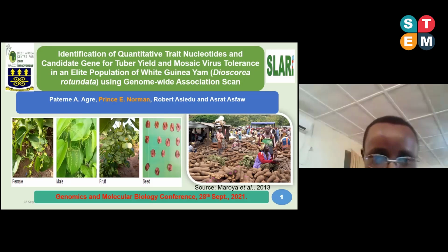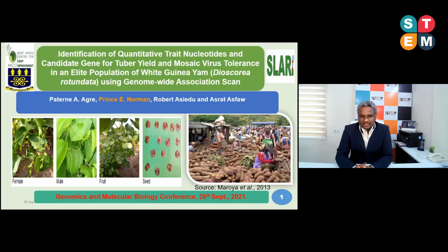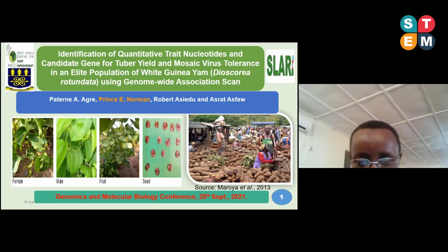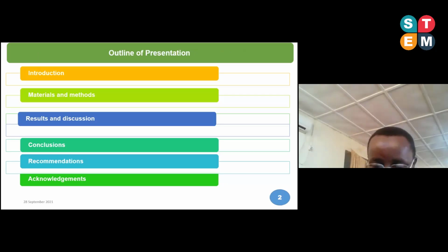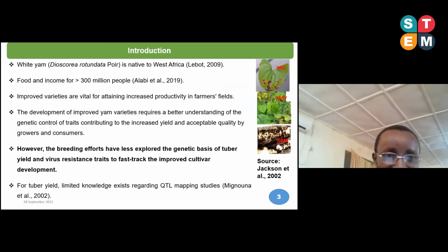Thank you very much. Presenting on behalf of colleagues, there are fundamental problems with YAM research, where we really wanted to investigate underlying QTNs and candidate genes for economic traits of interest. That actually motivated us to undertake this particular study. This is the order of my presentation.